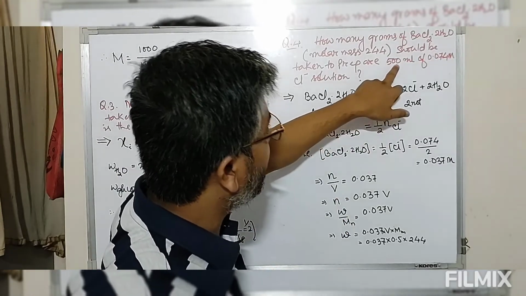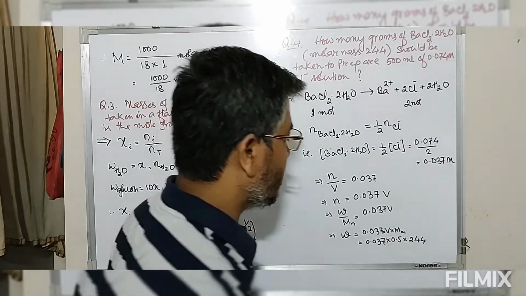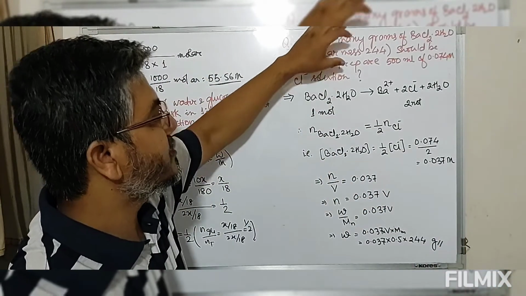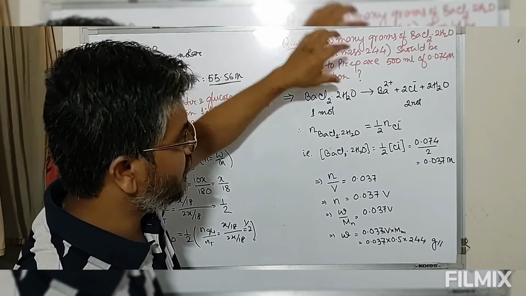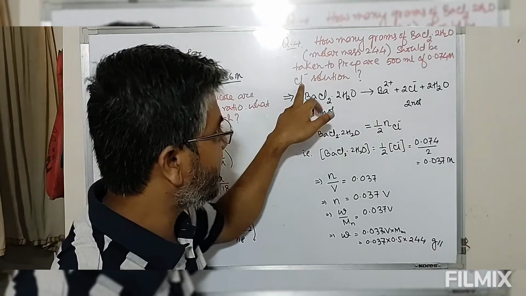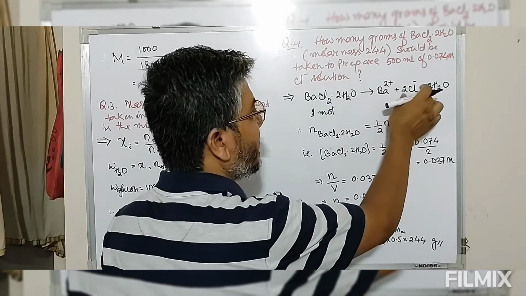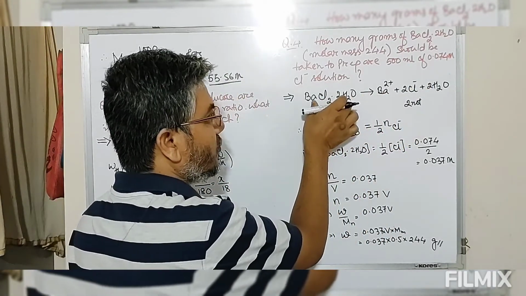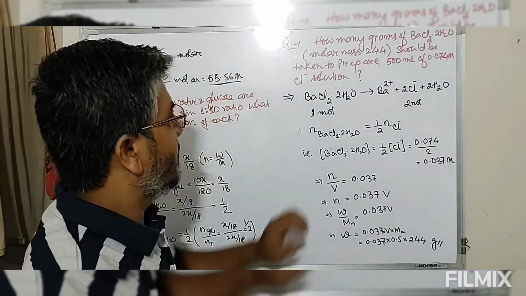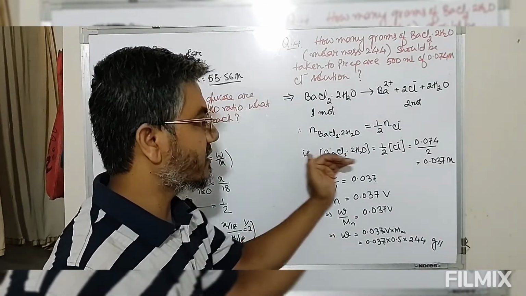So since this is 500 ml, this is to be converted into liter. So this much gram of barium chloride should be taken to give a solution of 0.074 molar Cl minus in 500 ml. So what we are doing is we are correlating the number of moles of Cl minus from the number of moles of barium chloride. If we look at this, we have a 1:2 ratio. That means the total number of moles of barium chloride to be taken is half of the number of moles of Cl minus. From this we take the concentration term.